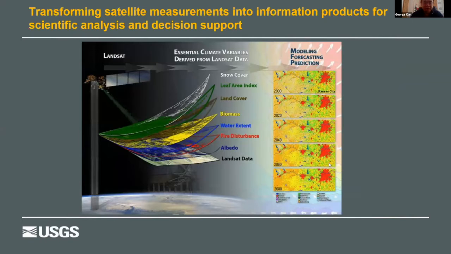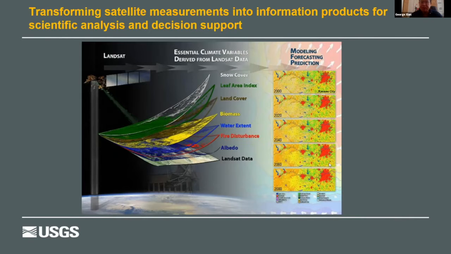In general, for monitoring land cover, we use remote sensing data to do this heavy duty task. Starting from very early years, we used different remote sensing data to monitor land change. We call this transferring the satellite measurement into information products for scientific analysis and decision makers. For example, we can use Landsat data to develop different products, including surface albedo, fire disturbances, water extent, biomass, land cover, leaf area index, and snow cover. So you can count on all of these related to land surface characteristics and change information.